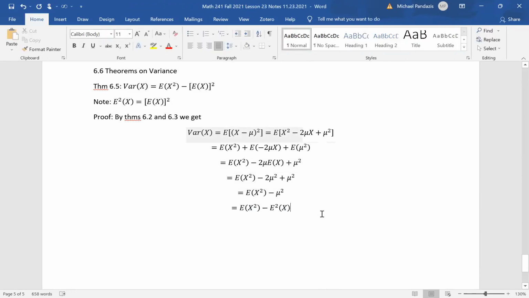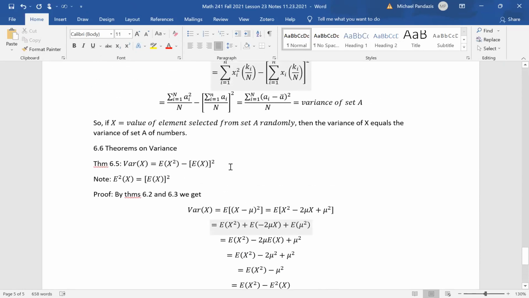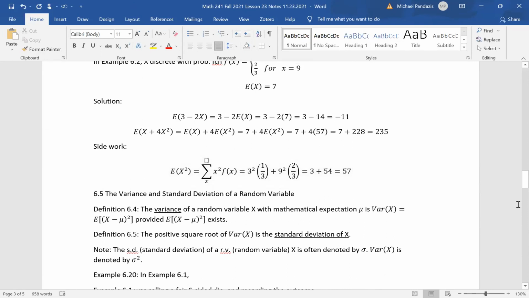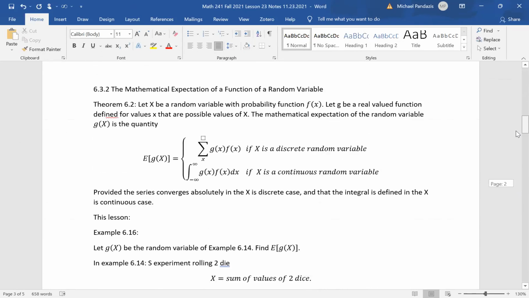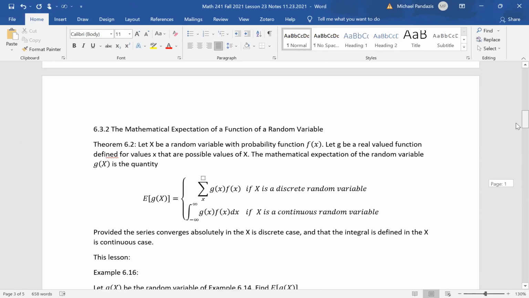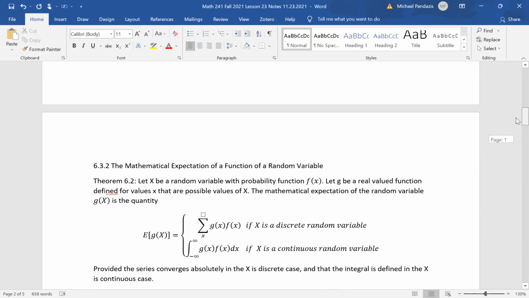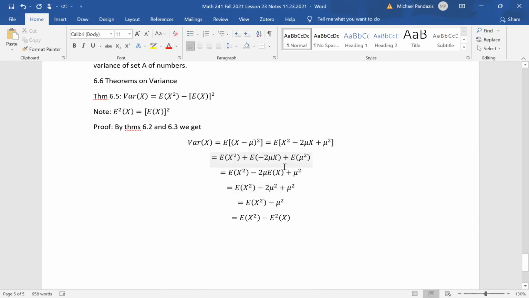Okay. And so theorem 6.2 and 6.3. This is theorem 6.2, the expected value of a random variable. And 6.3 is that the expected value of a constant is a constant. So we use those two theorems in this proof. So the expected value of mu squared is mu squared. Okay, so we use that.